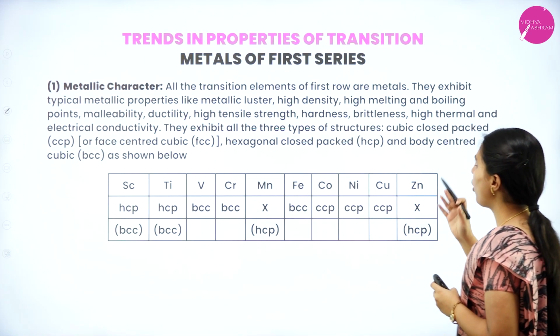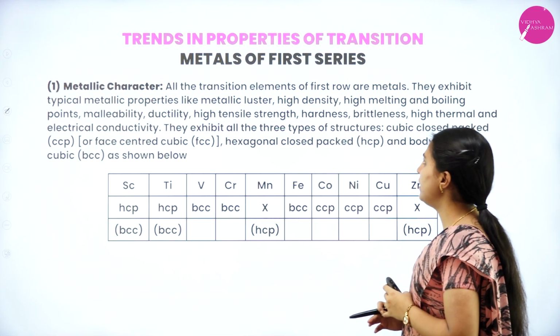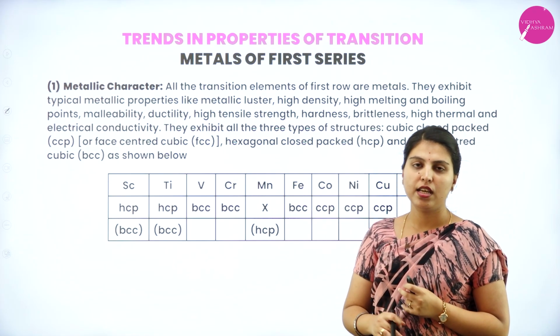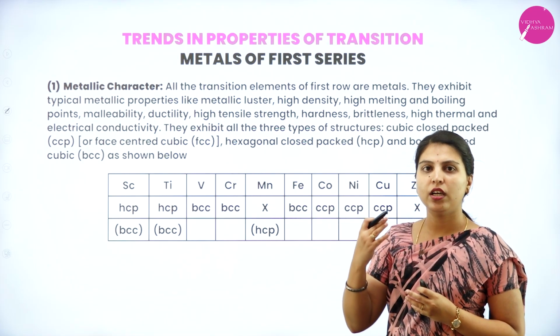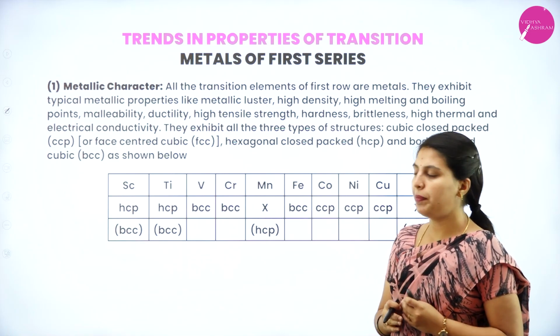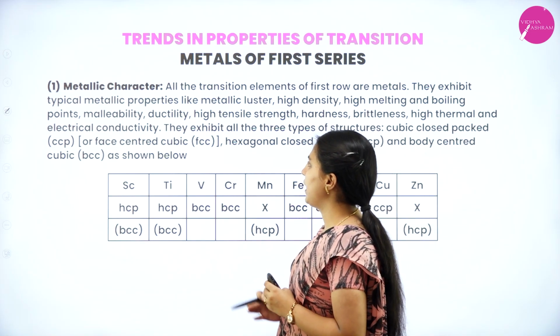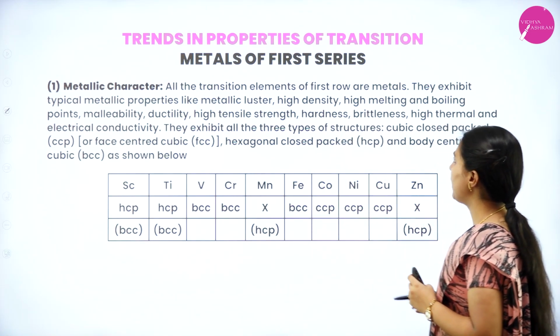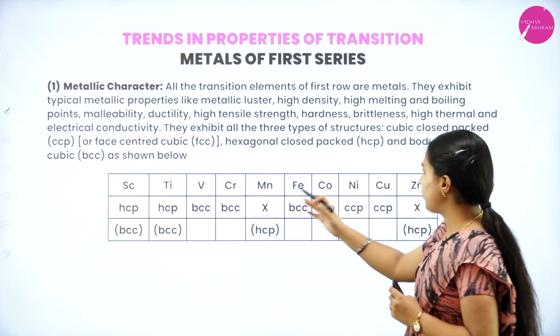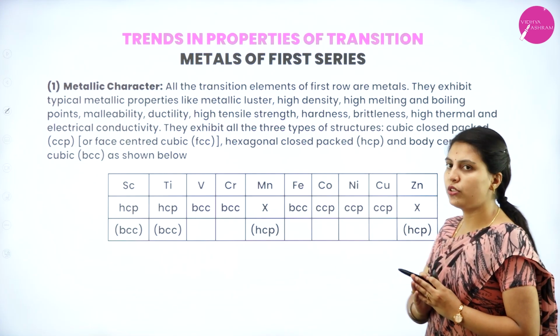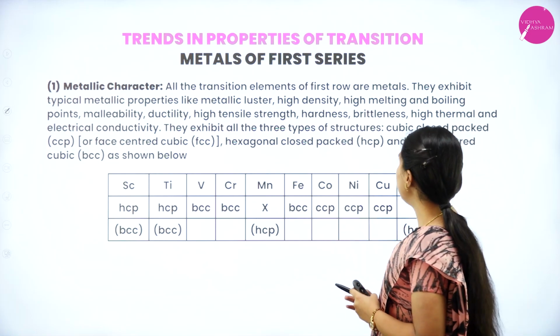Next, trends in properties of transition metals of the first series. In the first series, we will see some of the other properties. First one, metallic character. All the transition elements of the first row are metals. From scandium to zinc, almost all the elements are metals.